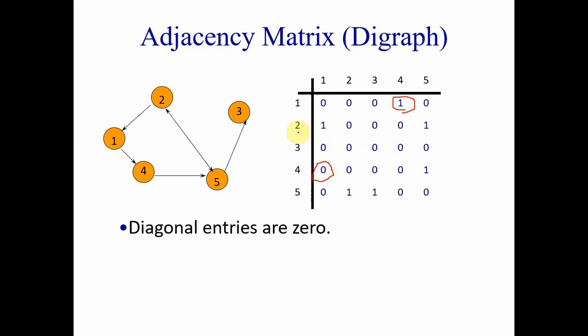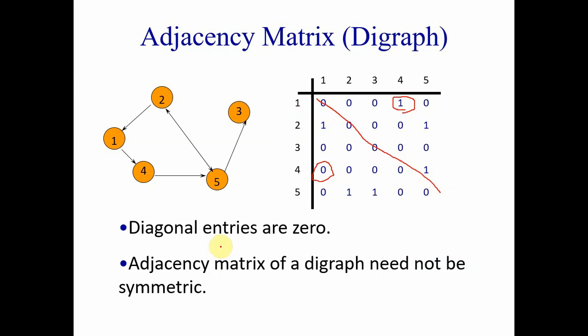Again, the diagonal entry is still 0. And the adjacency matrix of a digraph need not be symmetric. And if you look at the matrix, as mentioned, to implement it, you would just need n square pieces of space.